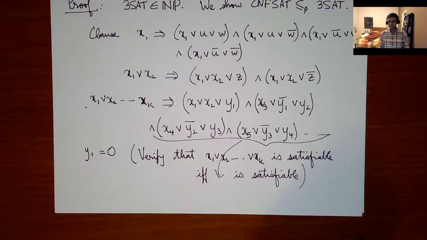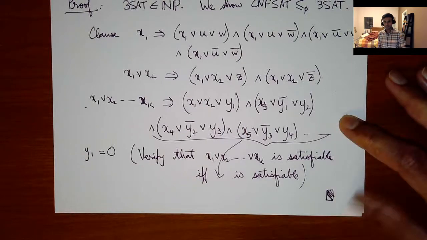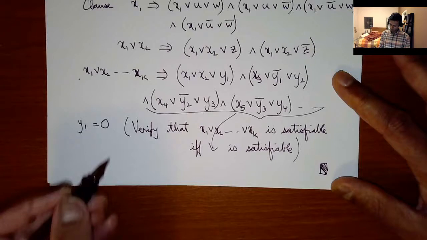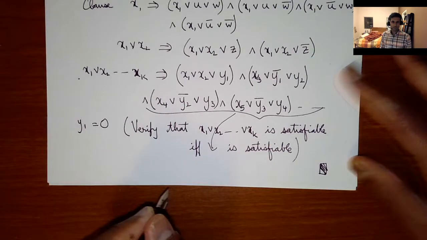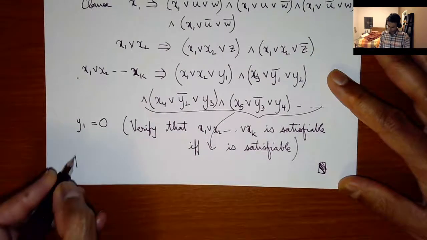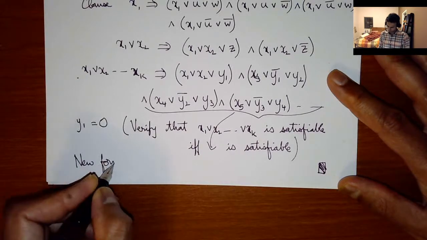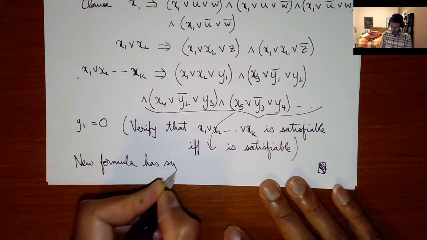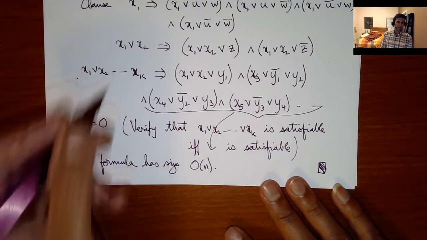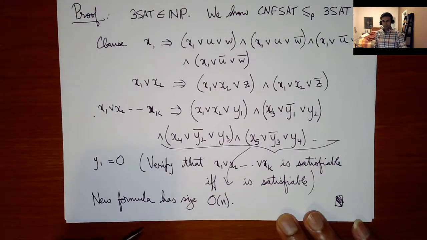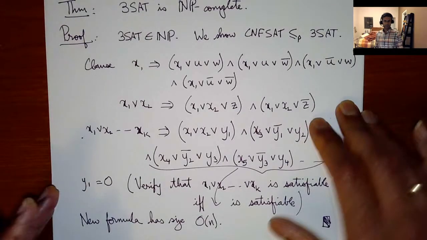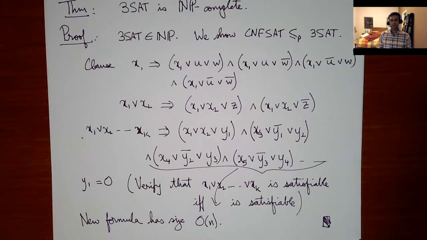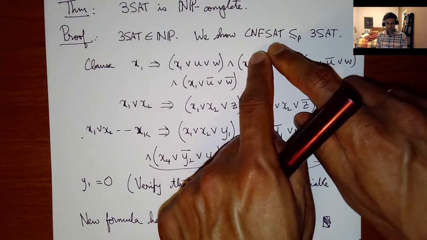And then this basically completes the reduction, because now you can note that the size is obviously polynomially sized. So the new formula in this case is actually linear sized, has size O of n, where n was the size of the original formula. Okay, so it's a clever construction, it's a relatively simple one. So this shows that 3-sat is NP-complete, and that's because we reduce an NP-complete language to 3-sat.